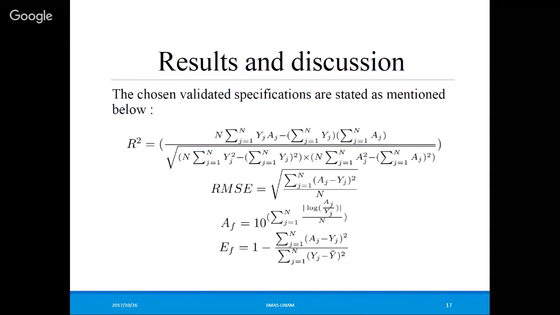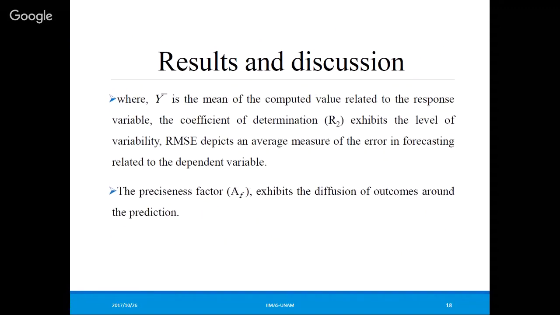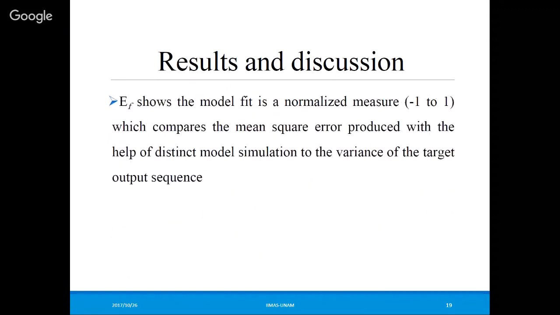The chosen validated specifications are stated as mentioned below. Where y is the mean of the computed value related to the response variable, the coefficient of determination exceeds the level of the variability, or MSE, is the average measure of the error in forecasting related to the dependent variable, and the AF exceeds the diffusion of the outcome around the prediction. EF shows the model efficiency, which is between -1 and 1, compared to the mean square error produced with the help of the model simulation to the variance of the target output sequence.